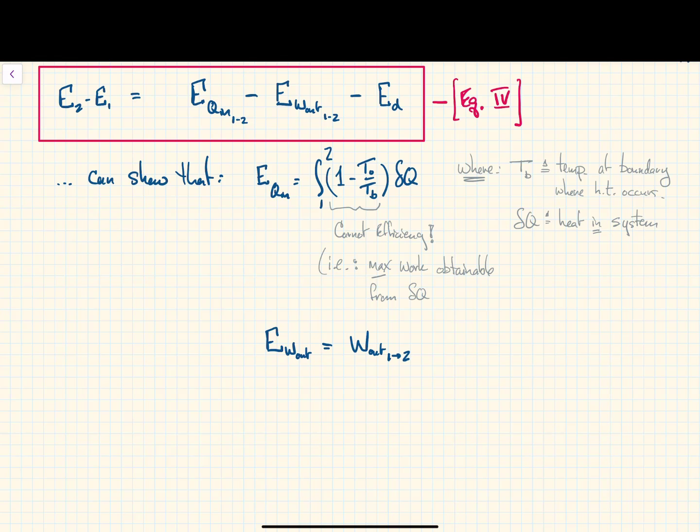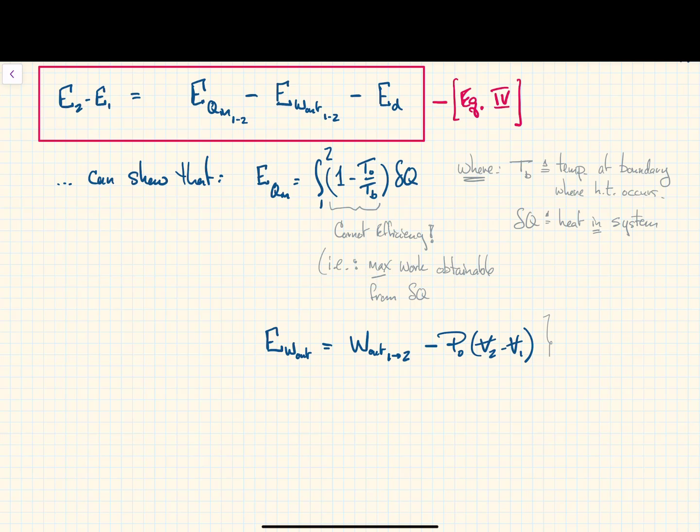Now for the work out term between 1 and 2, that's not very mysterious. It's simply going to be the total work out done between 1 and 2 minus the work done by the surroundings between state 2 and state 1, just like we showed before. So that's our second term on that equation.